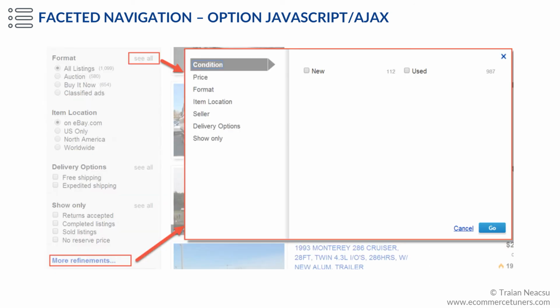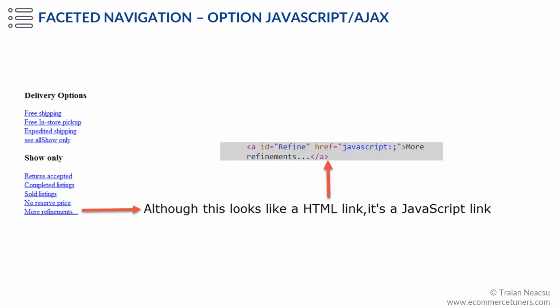For example, eBay initially presents users with only a limited number of filters and filter values, but then at click on See All or More Refinements links, it opens all the filters in a modal window. This modal window contains all the links required by users to refine the list of products. However, the content of the modal window is not accessible to search engines, as you can see in this screenshot, where the More Refinements is not hyperlinked.